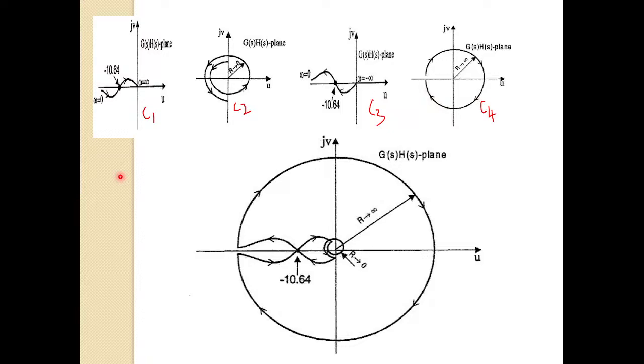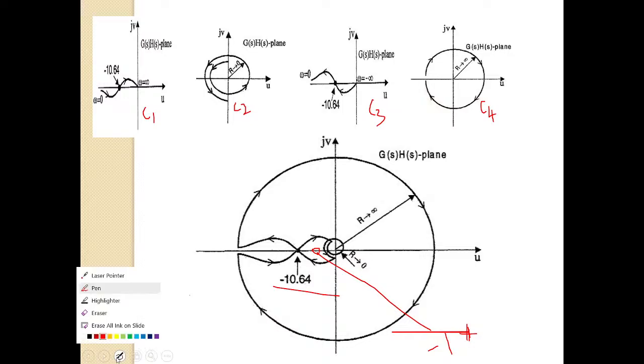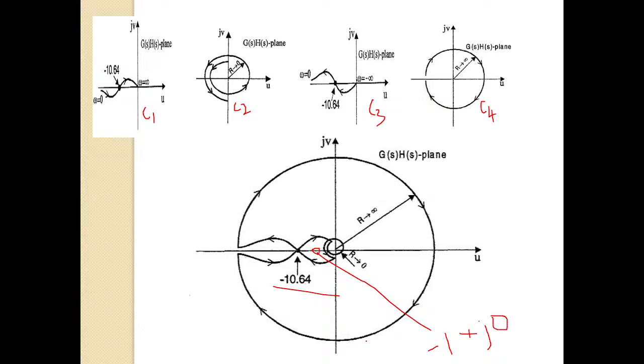If you compare with the previous problem, there is no K value here. You can see on the negative real axis, a numerical value minus 10.64 is there. This is my minus 10.64. So definitely there must be some point here which is minus 1 plus j 0. There must be some point towards the origin on the negative real axis whose value is minus 1 plus j 0.